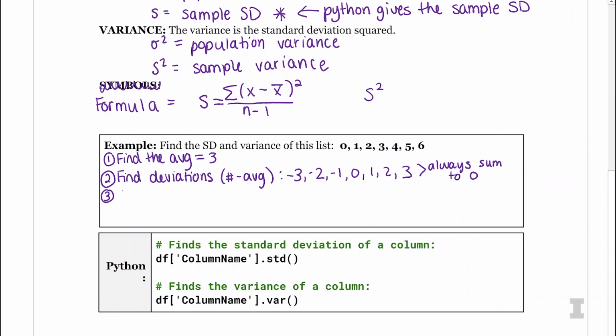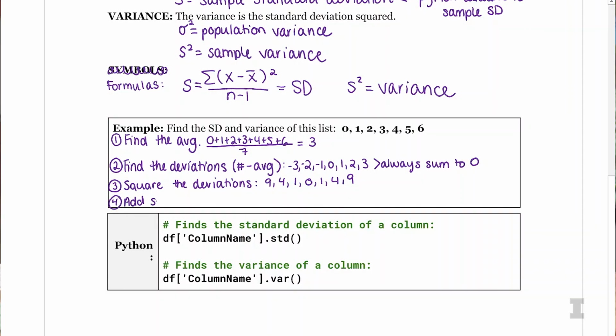So the next thing we're actually going to do is square the deviations. So I'm going to basically look at all of these numbers and make them positive by squaring them. So negative 3 squared is positive 9, negative 2 squared is positive 4, and so on. My other squared deviations are 1, 0, 1, 4, and 9. And then the next step is to go ahead and add these together and then divide by n minus 1. Because remember, we're always looking at the sample standard deviation, and that's what we divide by.